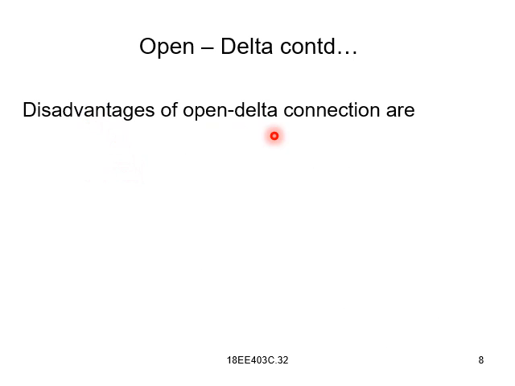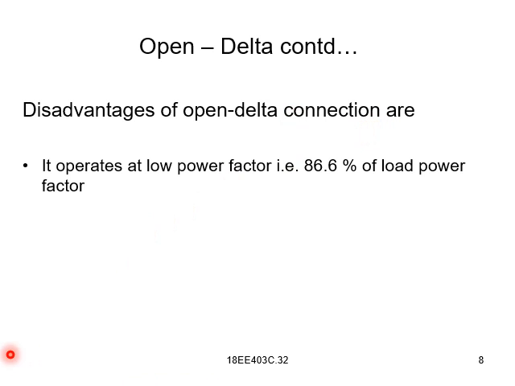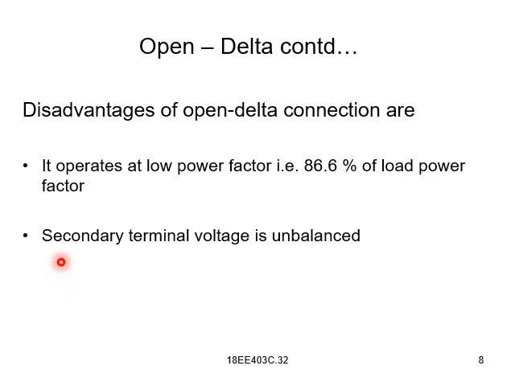Now the disadvantages of open delta connections are: first, it operates at a low power factor, therefore 86.6% of load power factor, and the secondary terminal voltage is unbalanced. So these are the main two disadvantages of open delta connection.